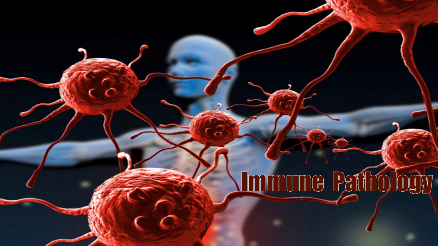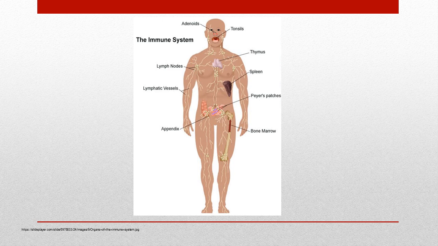Immune pathology. The immune system consists of the following organs. First, central organs, including the thymus and bone marrow, and peripheral organs, presented by accumulations of lymphoid tissues in the nasopharynx, in lymph nodes, in the appendix, and Peyer's patches. Another peripheral organ is the spleen.